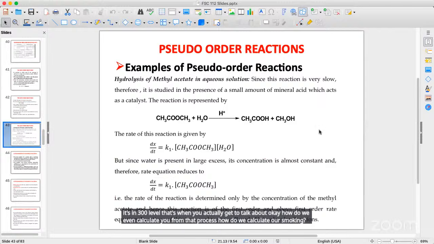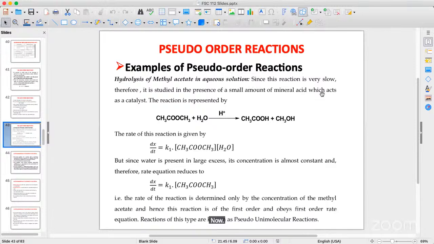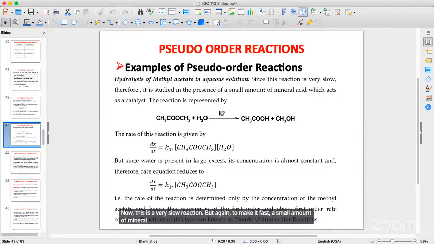Now, this is a good example of that. We're not talking about the calculation, but we just want you to see what we're talking about. Now, an example of pseudo-order reactions is the hydrolysis of methyl acetate in aqueous solution. This is a very slow reaction, but to make it fast, a small amount of mineral acid is normally added as a catalyst, and you have this reaction.